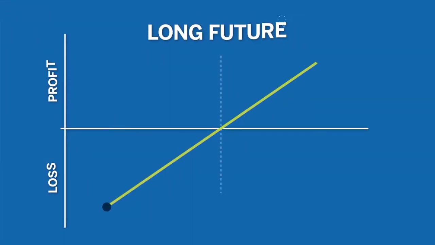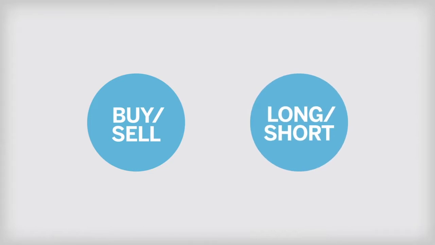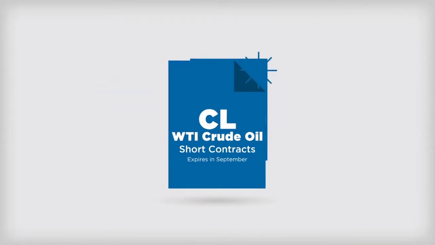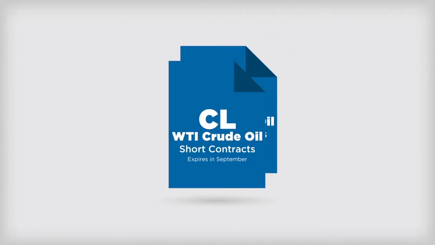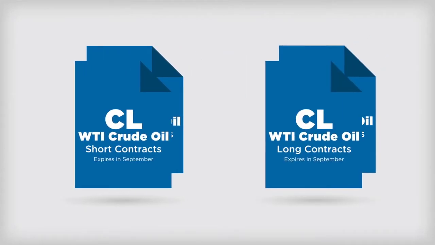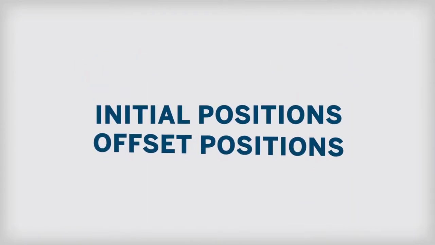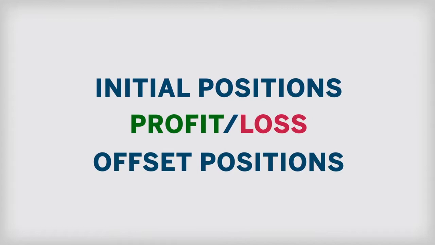When offsetting a position, a trader is able to realize all profits or losses associated with that position without taking physical or cash delivery on the asset. To offset a position, a trader must make an opposite and equal transaction to offset the trade. For example, a trader who is short 2 contracts of WTI crude oil expiring in September will need to buy 2 contracts of WTI crude oil expiring on the same date. The difference in price between his initial position and the offset position will represent the profit or loss on the trade.